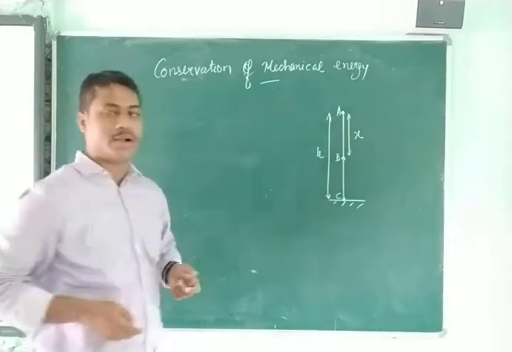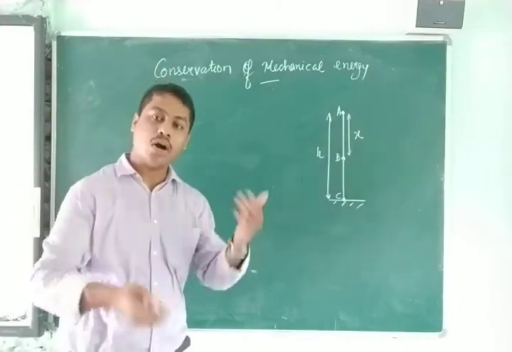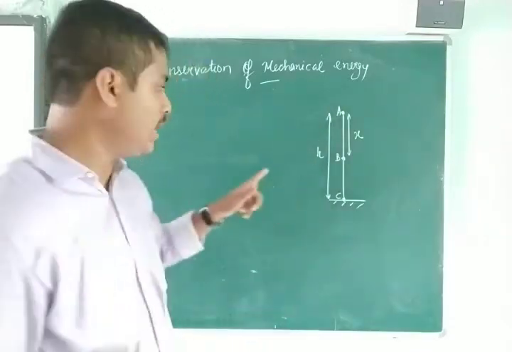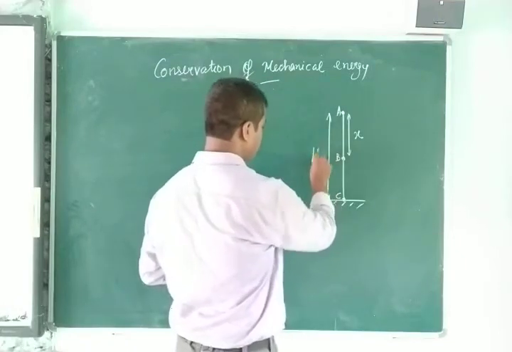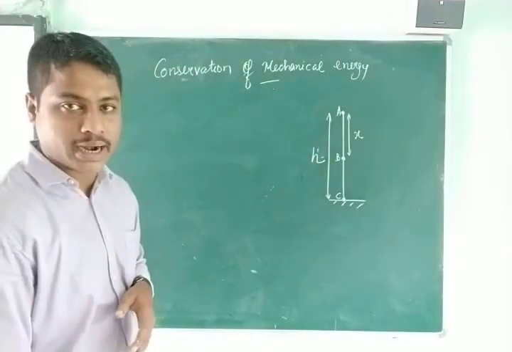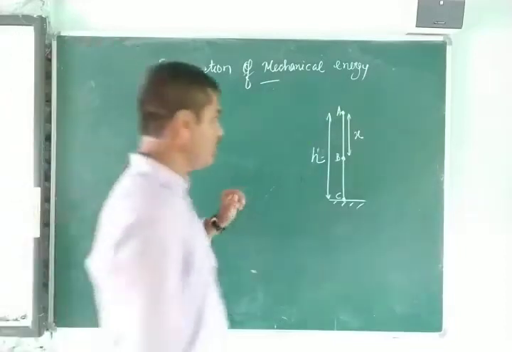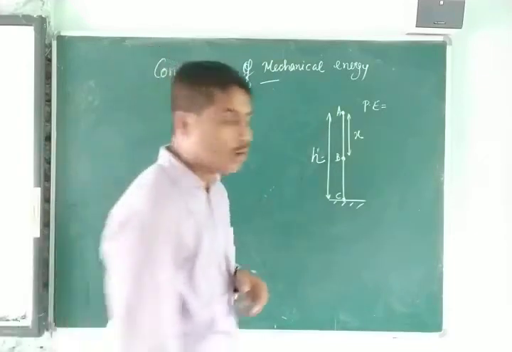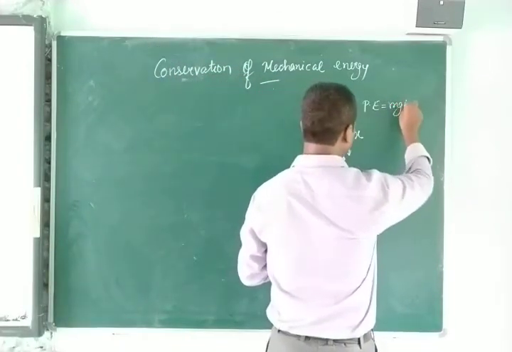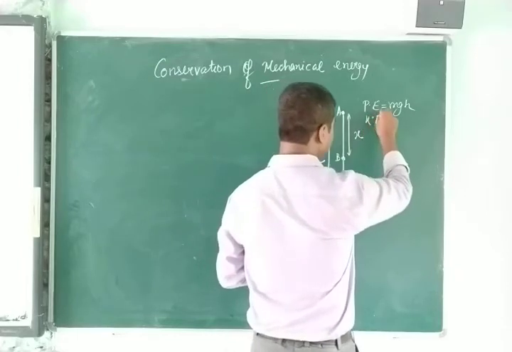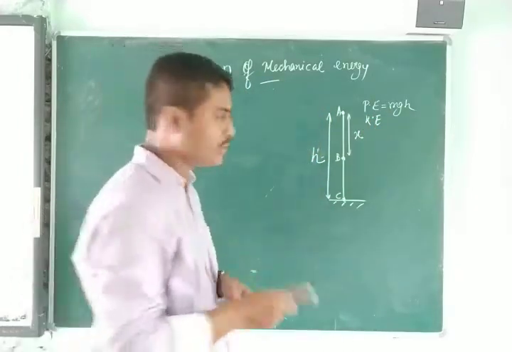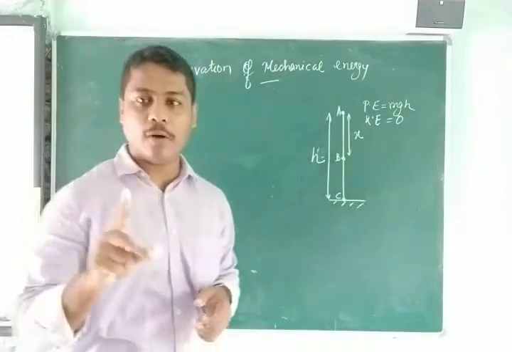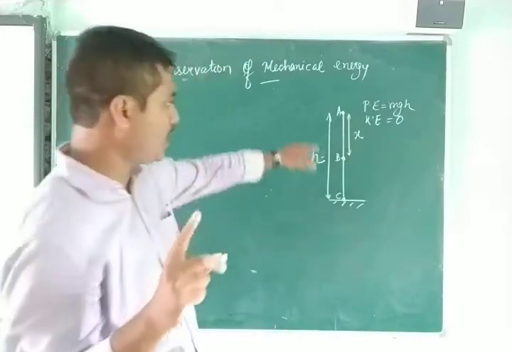If you want to calculate the potential energy or the kinetic energy or the total energy at point A, you see in the diagram we have a height of h. At point A, if I want to calculate the potential energy, its value will be equal to mgh. What will be its kinetic energy? The kinetic energy value will be equal to 0, because till now your object is at rest, not moving at point A.